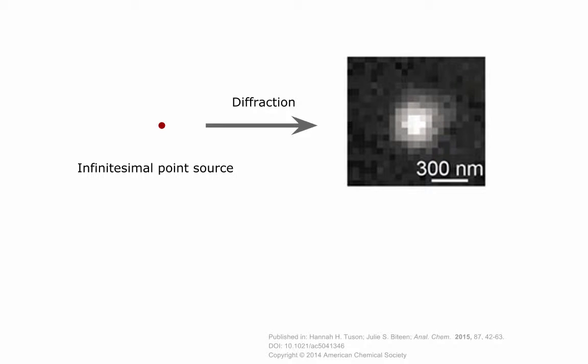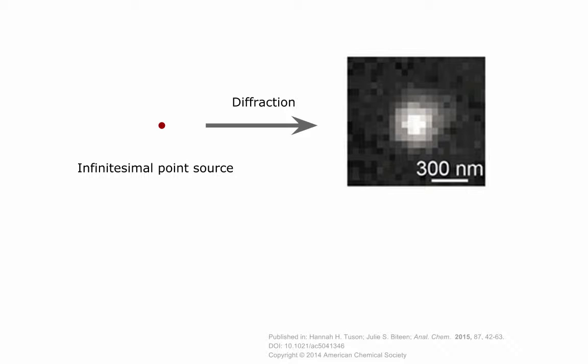To illustrate why that is a problem for imaging really small things, let's imagine an infinitesimal point source of light. A physical process of waves called diffraction will always spread that infinitesimal point source into a blurry spot whose size is dependent on the wavelength of that light. So for visible light, that diffraction-limited spot will be about 300 nanometers across.